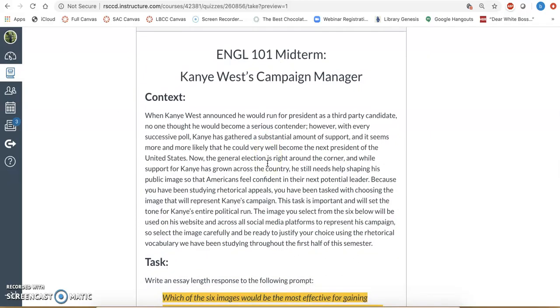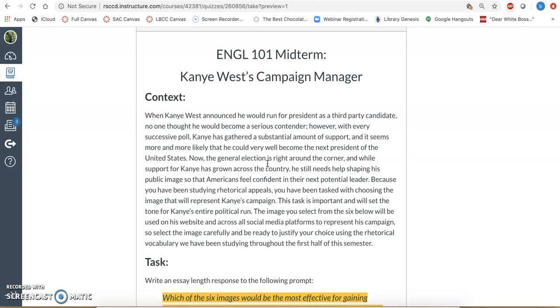Let's review this together. The title of this midterm is called Kanye West's Campaign Manager. Context. When Kanye West announced that he would run for president as a third-party candidate, no one thought he would become a serious contender. However, with every successive poll, Kanye has gathered a substantial amount of support, and it seems more and more likely that he could very well become the next president of the United States. Now the general election is right around the corner, and while support for Kanye has grown across the country, he still needs help shaping his public image so that Americans feel confident in their next potential leader.